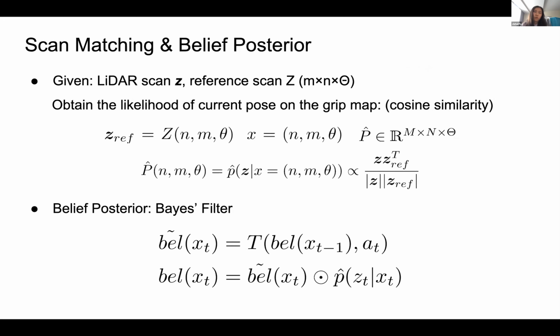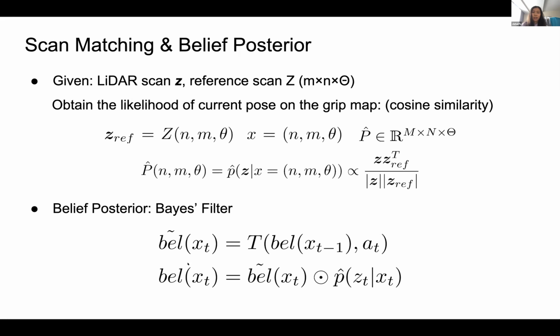For the perception module, first we do scan matching, which is basically: given our current LiDAR scan Z and the reference scan big Z from the simulator, we calculate the cosine similarity of Z with the scans at all the other possible positions and orientations. Then we do a normalization to get what we call the measurement likelihood P hat, which is of dimension m by theta. We can then update the belief posterior by taking the element-wise product of the likelihood P hat with the belief bel tilde x_t over all of the possible grids and orientations.